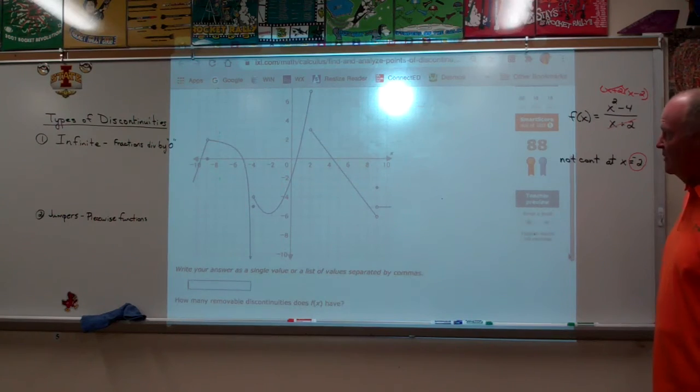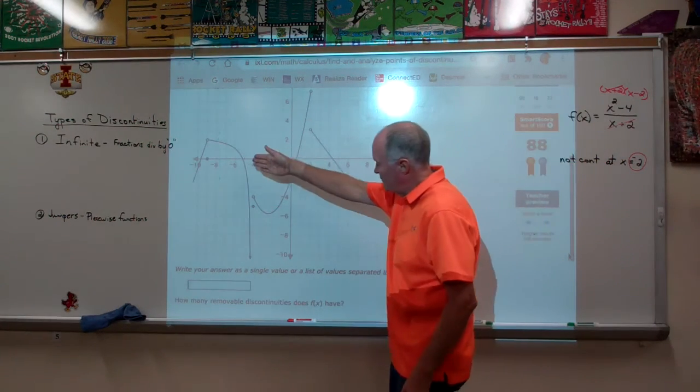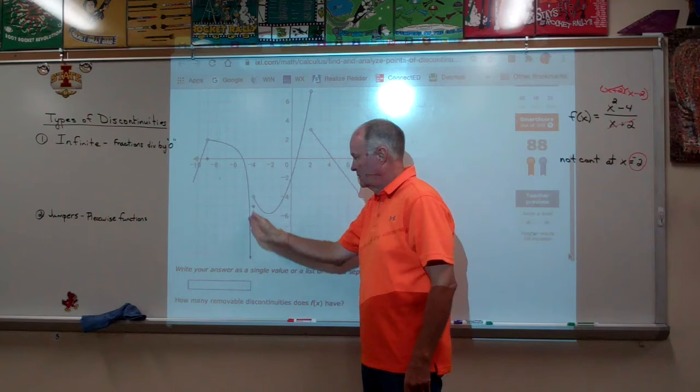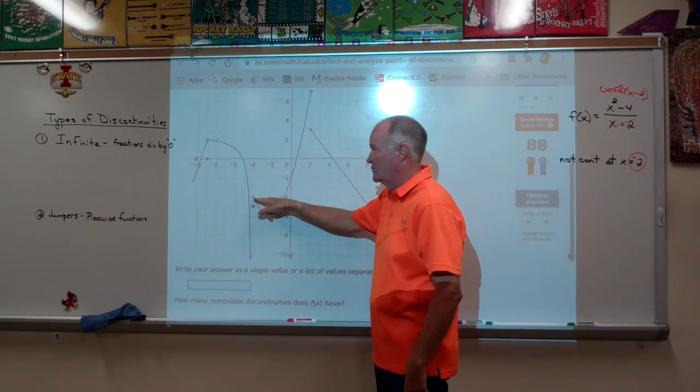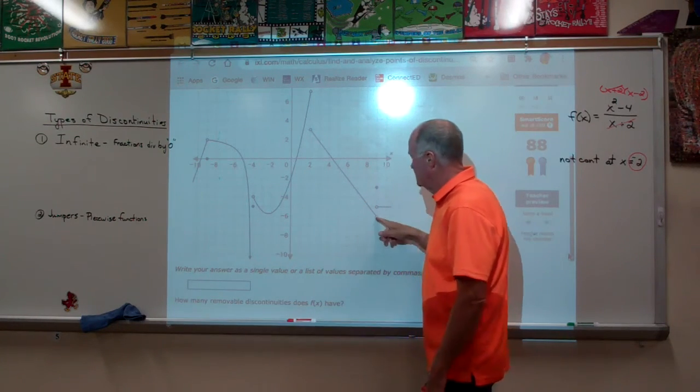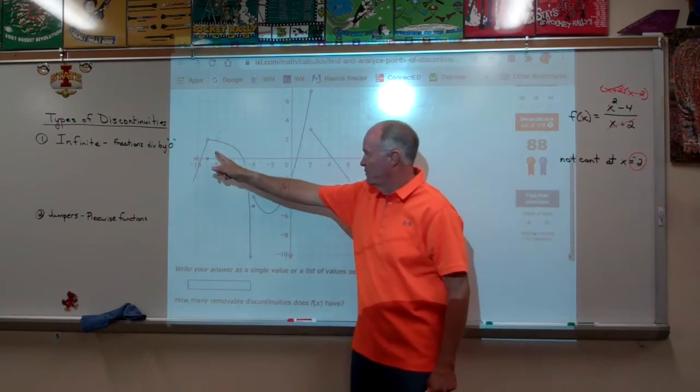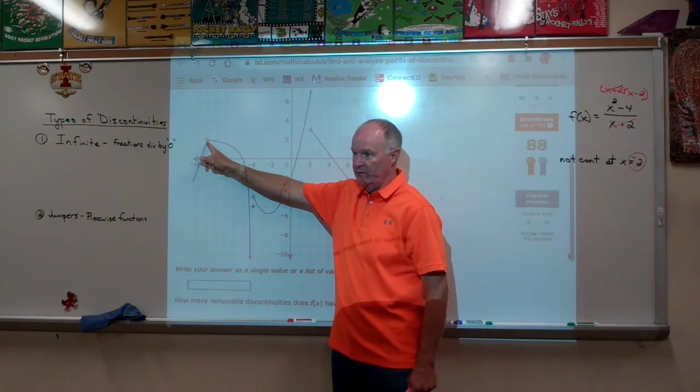And you can see here, this is kind of one of those infinite ones. That is not a removable one because that only has 1 line coming out of it. Okay? It only has 1 line. The only removable one in this graph is really that one right there.